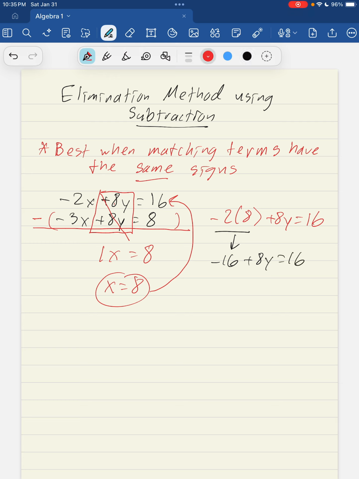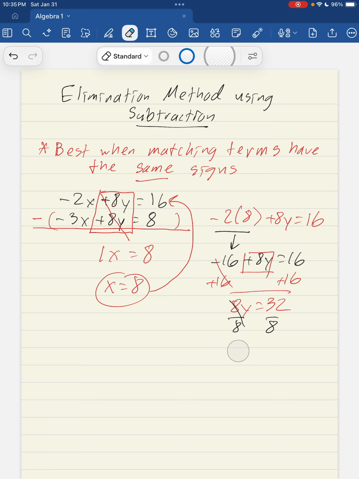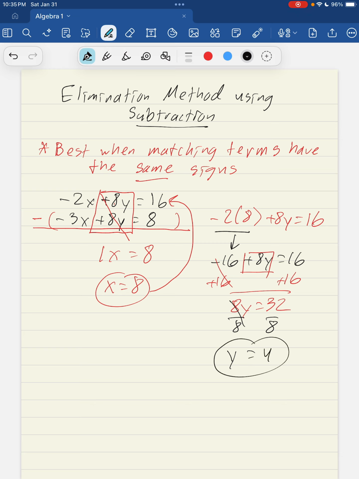And we're just going to solve this guy using our algebra skills. We want to get our variable term by itself. So I'm going to add 16 to both sides. And we've got 8y equals 32. And our last step, we're going to divide both sides by 8. And we get y, not x, I'm sorry. We're going to get y equals 4. Boom.